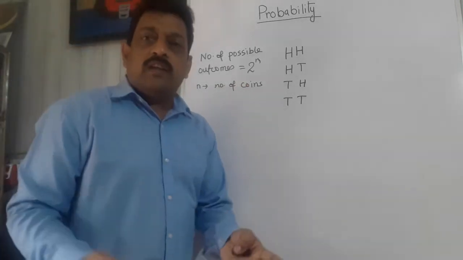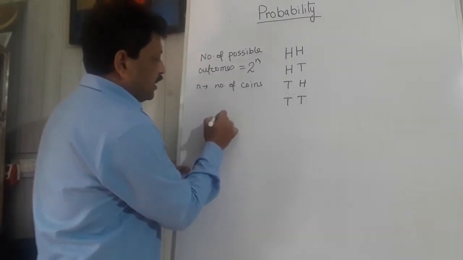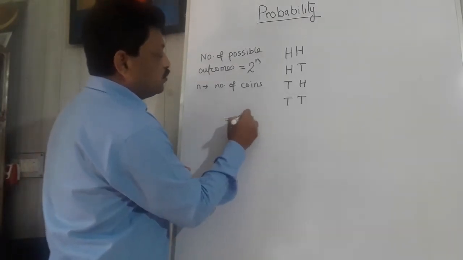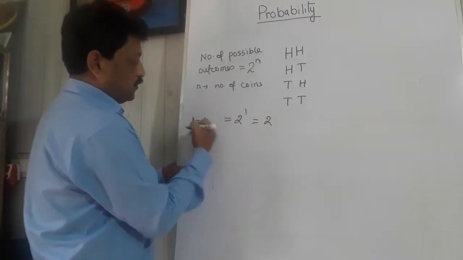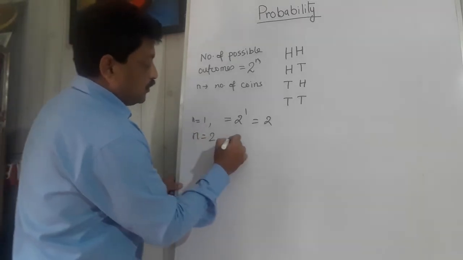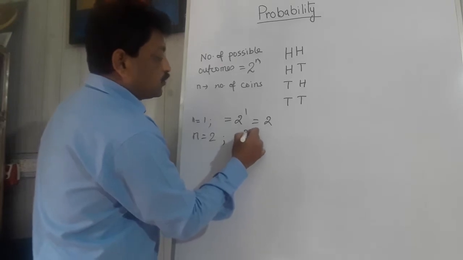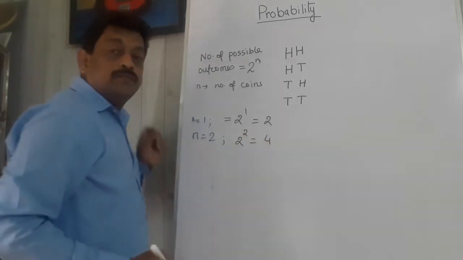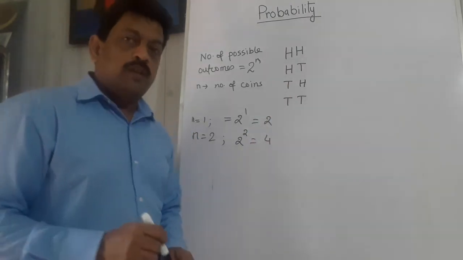So when we are taking only one coin, then possible outcomes equal 2 to the power 1, that is 2. When we are taking two coins, then possible outcomes are 2 square, that is 4. So here also we are getting 4 possible outcomes.